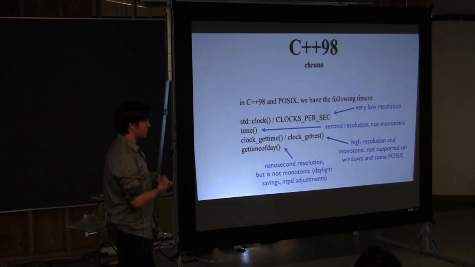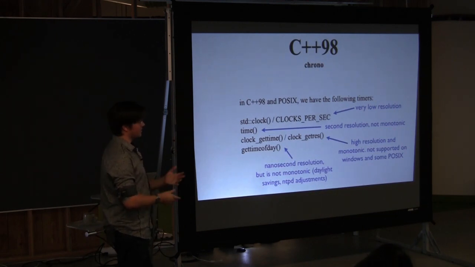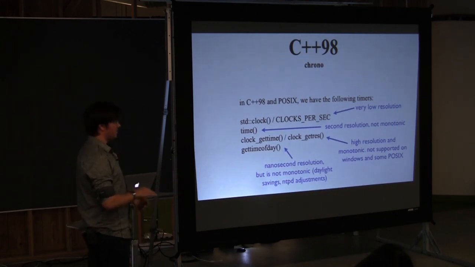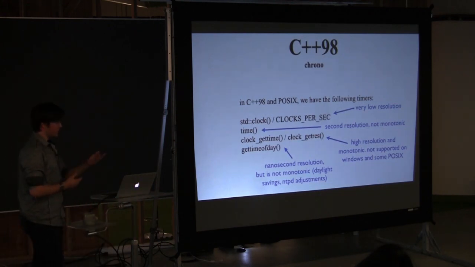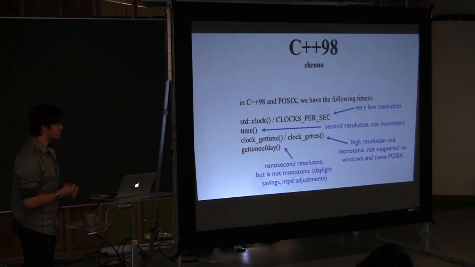GetTickCount is a Windows thing, and that's millisecond resolution, which might not be. Actually, it's 10 to 15 millisecond resolution. Right, there's a performance counter. There are ways of getting high resolution. There's no standard way of getting good clocks.